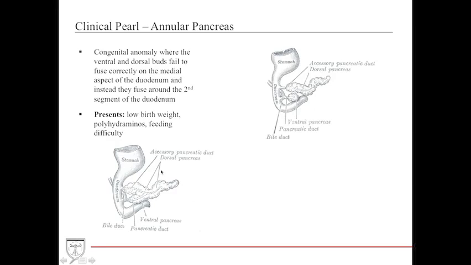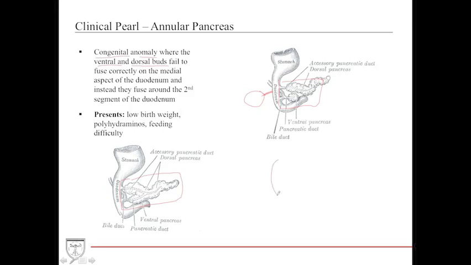The other one that's probably more important to note is what we call annular pancreas. This is a congenital anomaly where the ventral and dorsal buds fail to fuse correctly. Not that they don't fuse, they fail to fuse correctly. So if this is what we call a normal pancreas, as they fuse on the medial side of the duodenum, and this is what it looks like embryologically, what happens is the bud, say the ventral bud, is actually on this side.